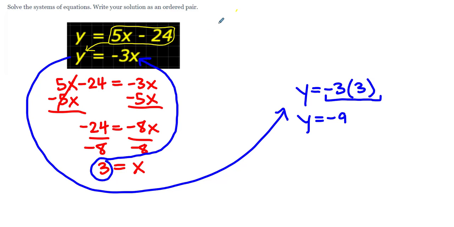Now, make sure we write it as an ordered pair, and just remember your x value comes first. If x comes before y alphabetically, then the value for x comes before y as well. So it would be 3 comma negative 9. And that's your solution to question number 3.